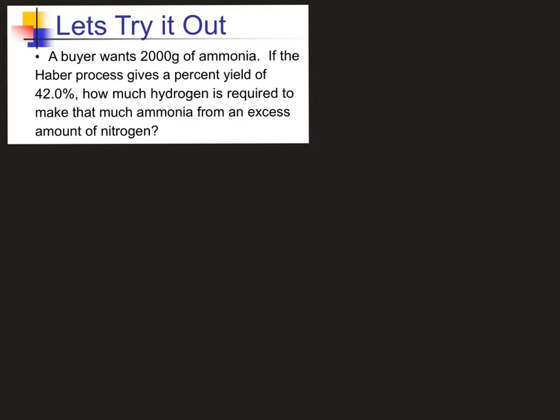A buyer wants to have 2,000 grams of ammonia. Now that might be a small amount of ammonia. However, it's just fictional, and so the numbers will work. If the Haber process gives a percent yield of 42%, how much hydrogen is required to make that much ammonia, from an excess amount of nitrogen, meaning we do not have to worry about a limiting reactant in this?